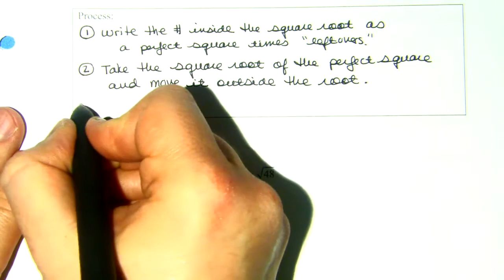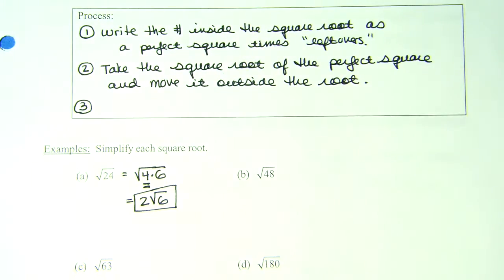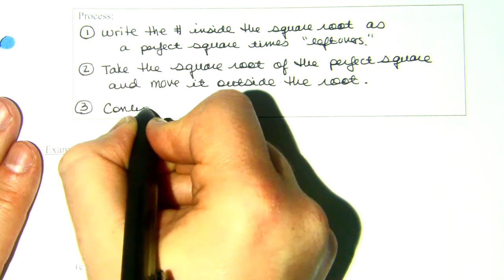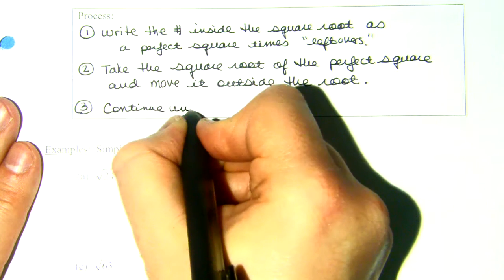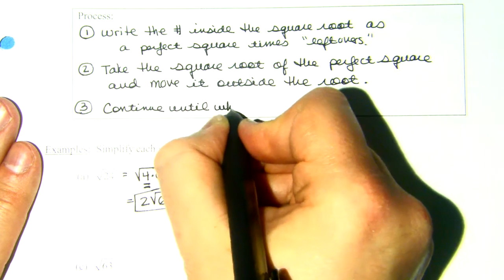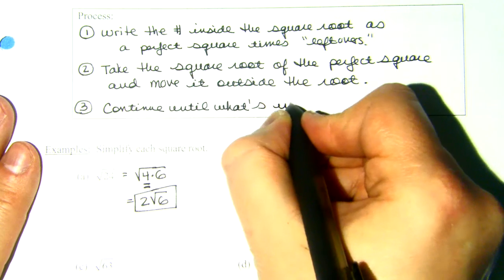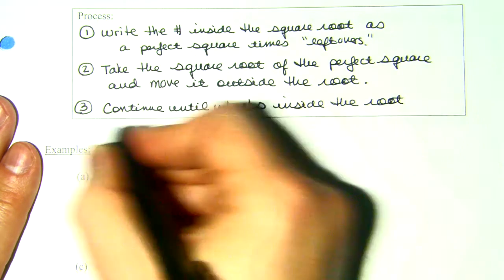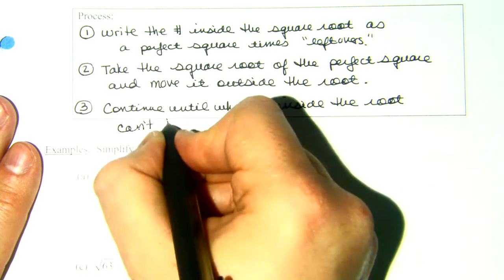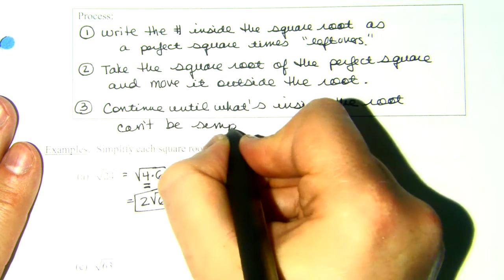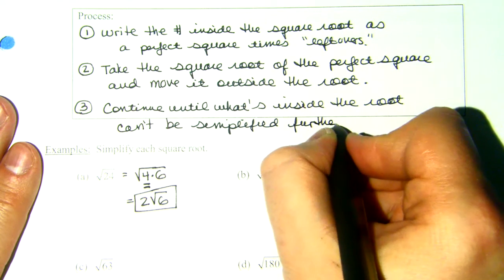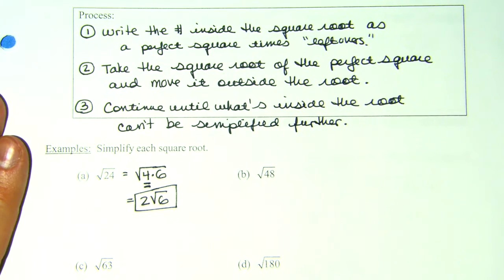There is a third step. It's not going to matter here, but it will matter in other problems. I'm going to continue until what's inside the root can't be simplified further.